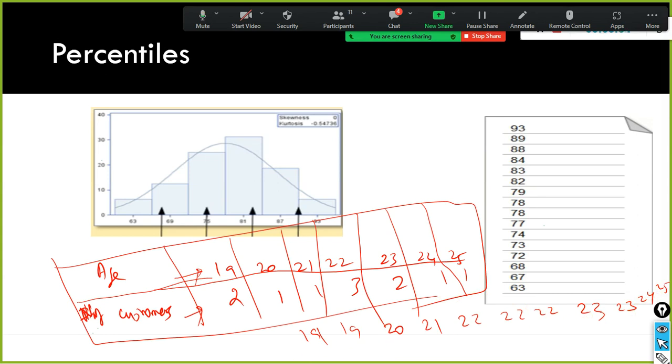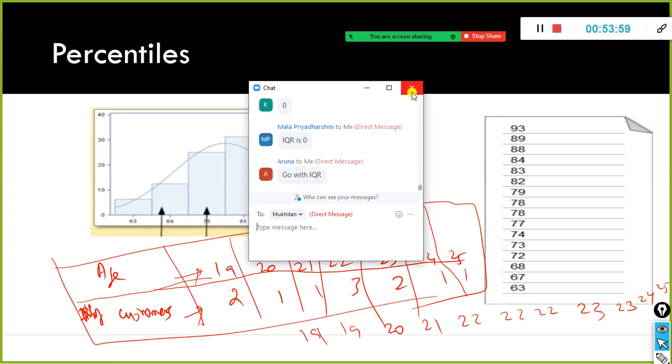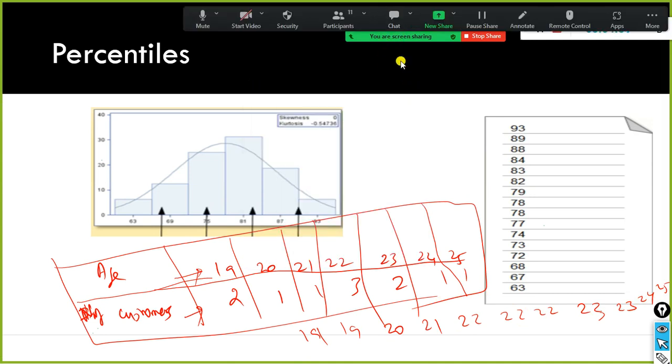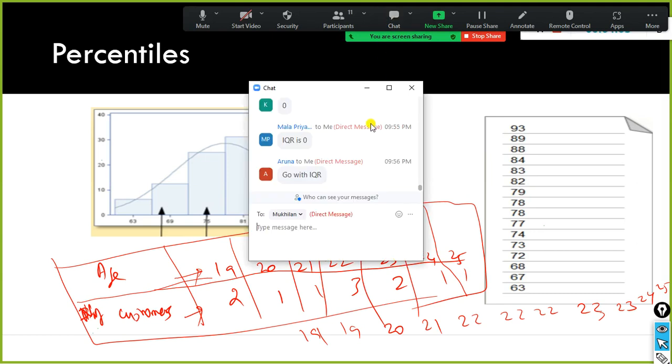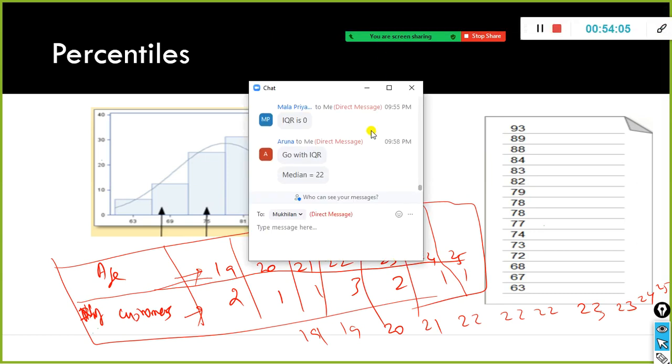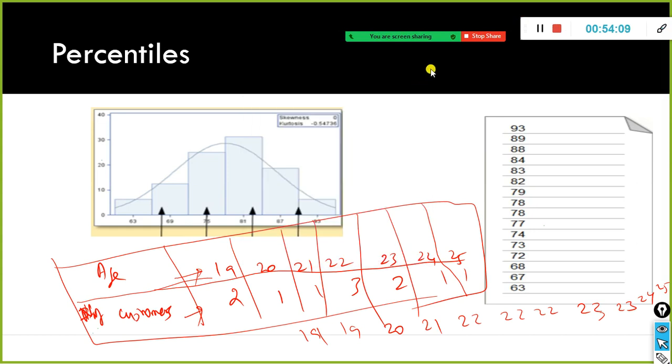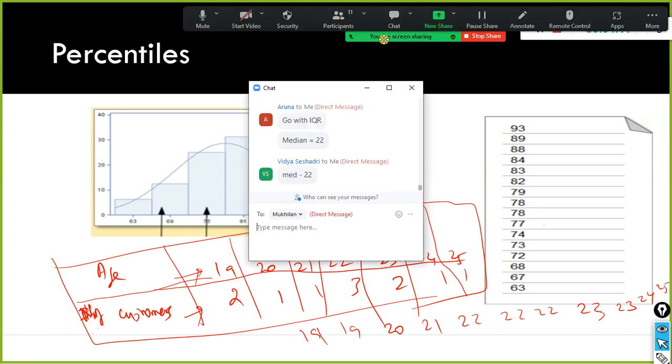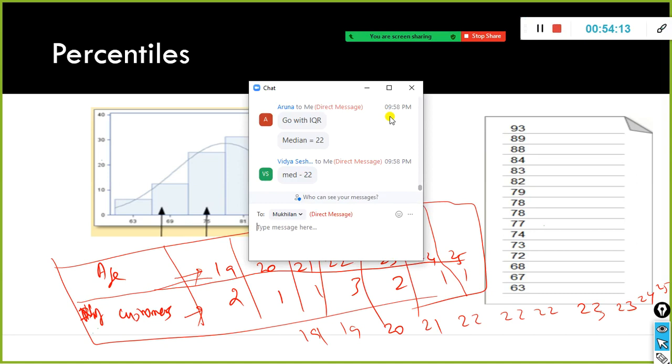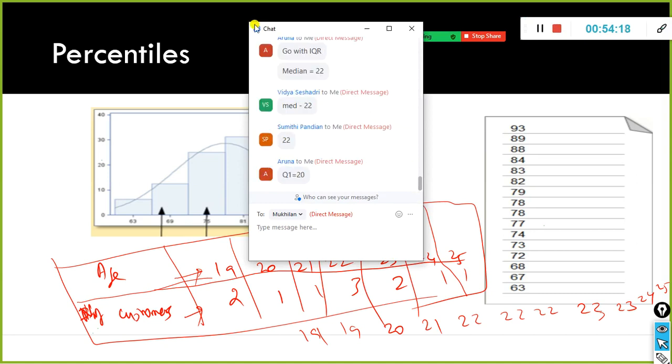All of you type it in the chat window. Let me see how many of you are able to find out Q1, Q2, Q3. Median is 22. Aruna. Okay, very good. And how about others? Mala and Vidya, very good. Median is 22. Okay. Sumiti is 22. Very good. And Aruna, Q1 is 20. Very good. So how about Q1 is 20?